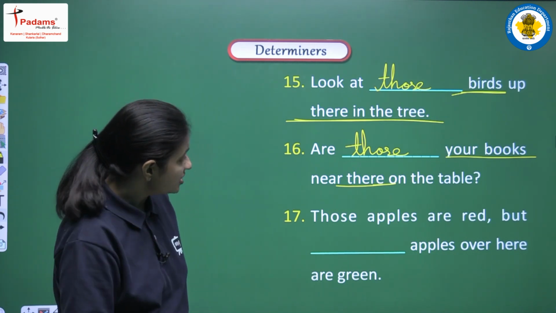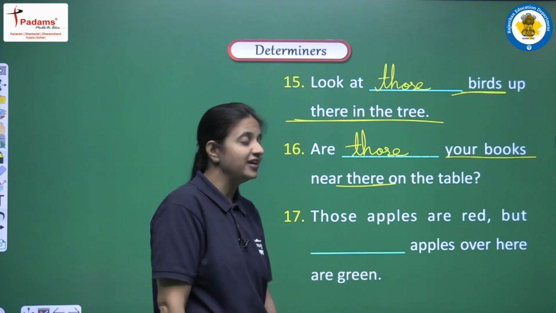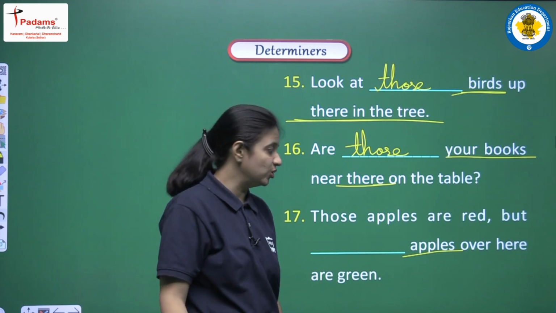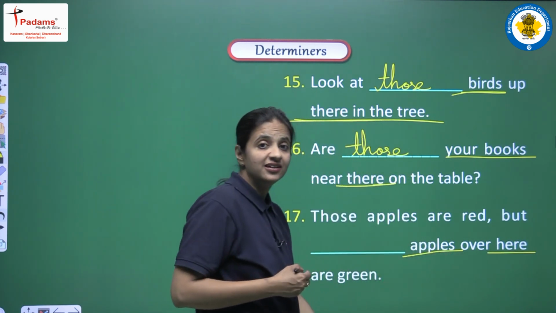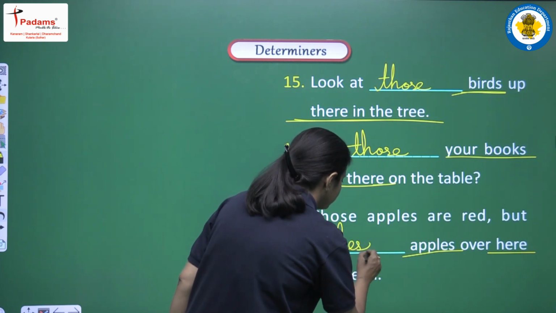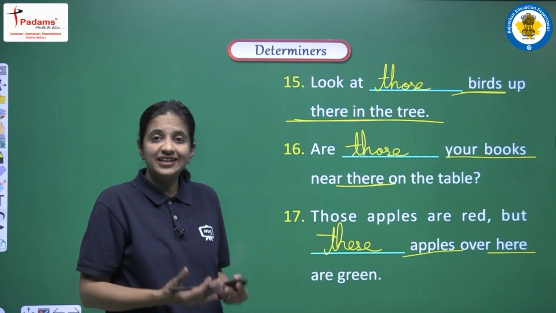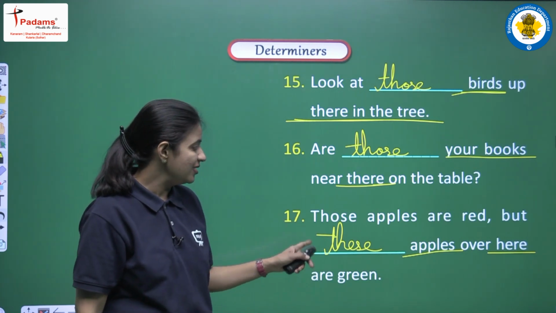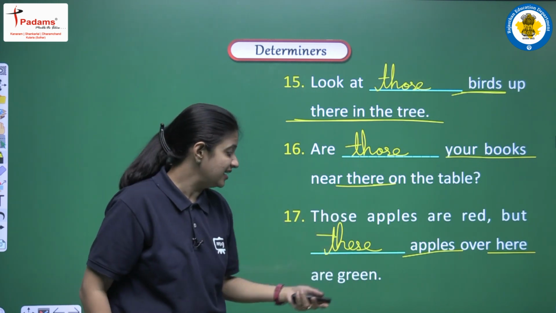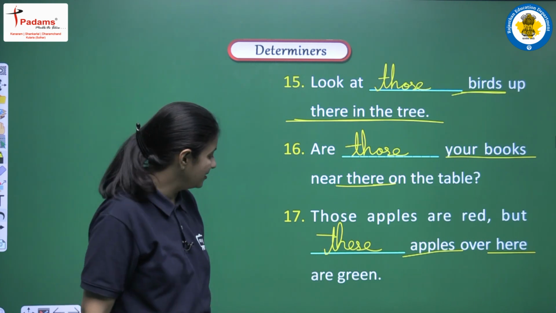Next is, those apples are red, but apples over here are green. Apples plural, so we are having two options, these and those, and we are having here. So yes, our answer will be these, because we are talking about the apples that are here, that are near to us. So here the sentence will be, those apples are red that are far away, but the apples that are near, that are here, so these apples are very green.